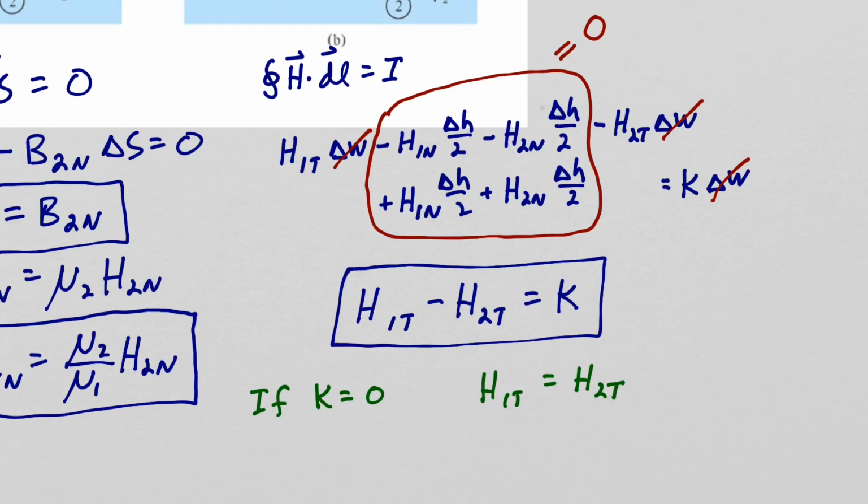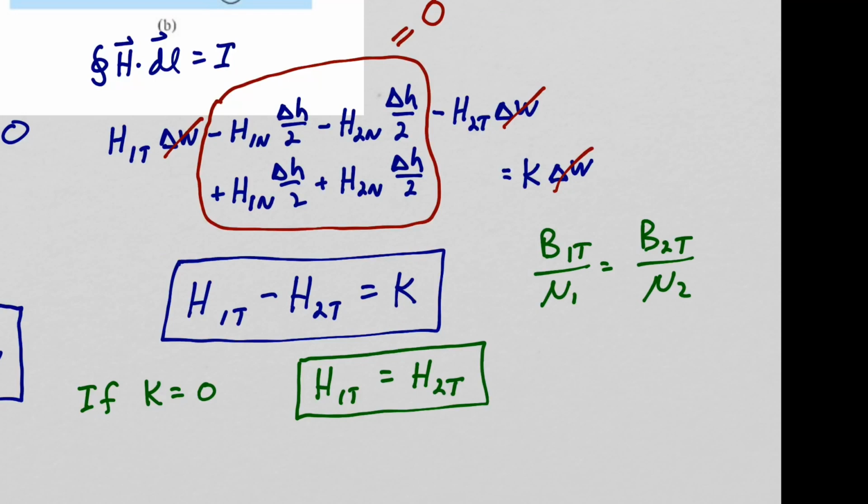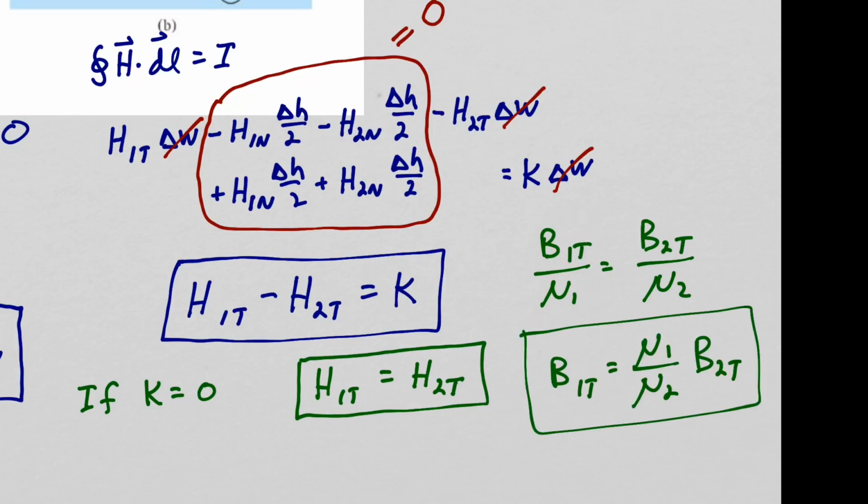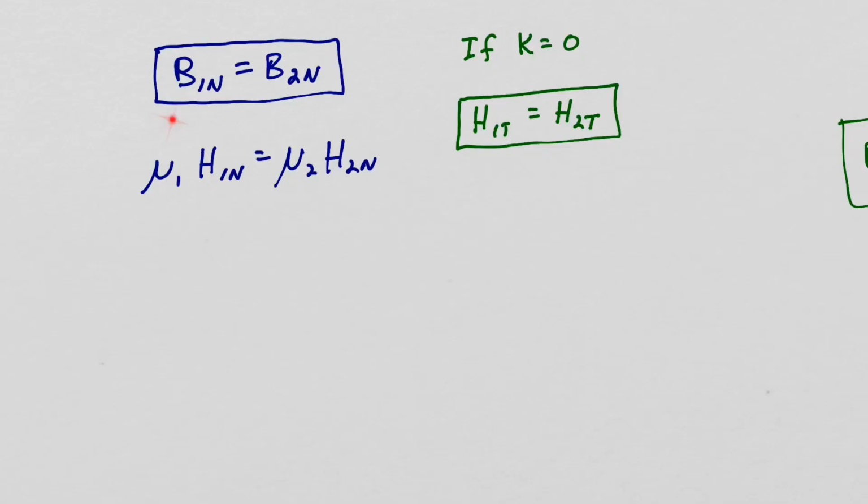So let's replace the magnetic field intensities with the magnetic flux density field divided by the absolute permeabilities. And we see the magnetic flux density field's tangential components will be discontinuous at the boundary. So here are our results for the normal components and tangential components of our magnetic fields.